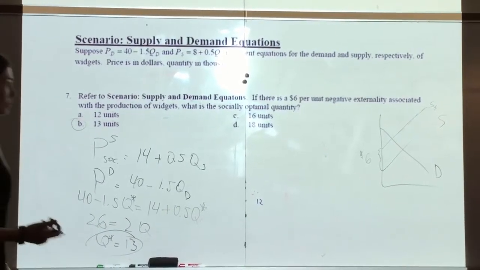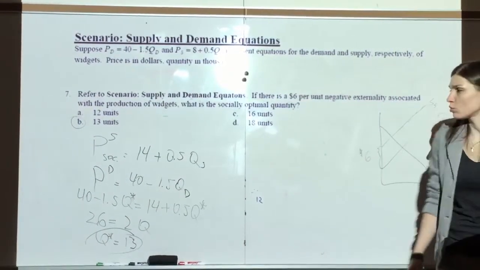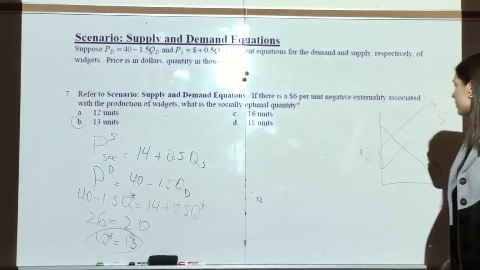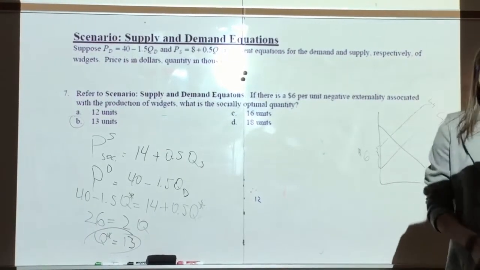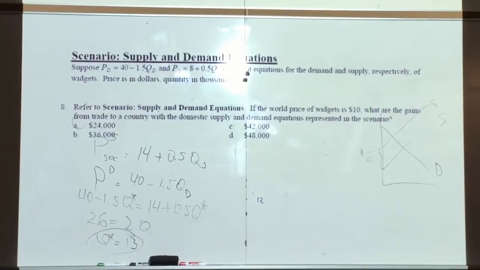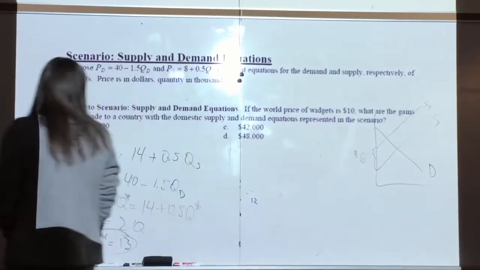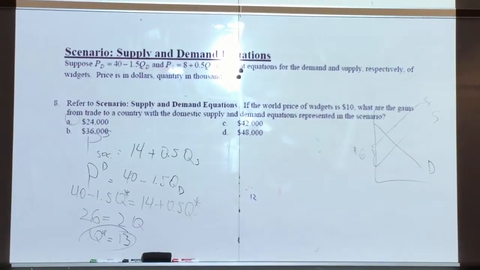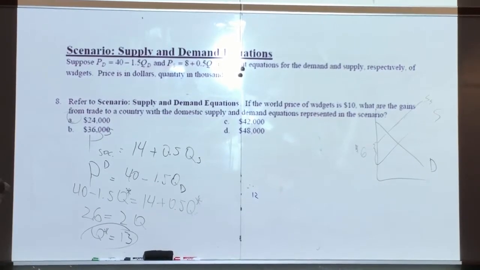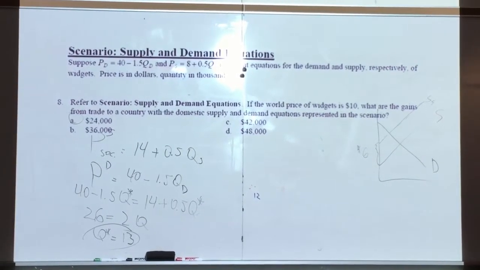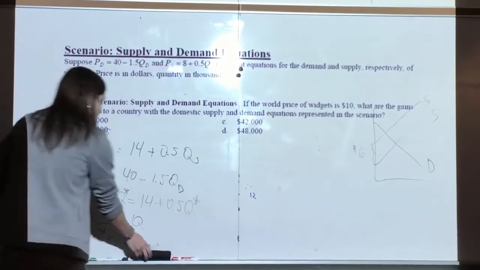So if the government imposes a tax, fixing the externality problem, then the quantity supplied is going to be 13 units. Right. So again, with the same demand and supply curves, if the world price is 10, what are the gains from trade to a country with the domestic supply and demand equations represented in this scenario?